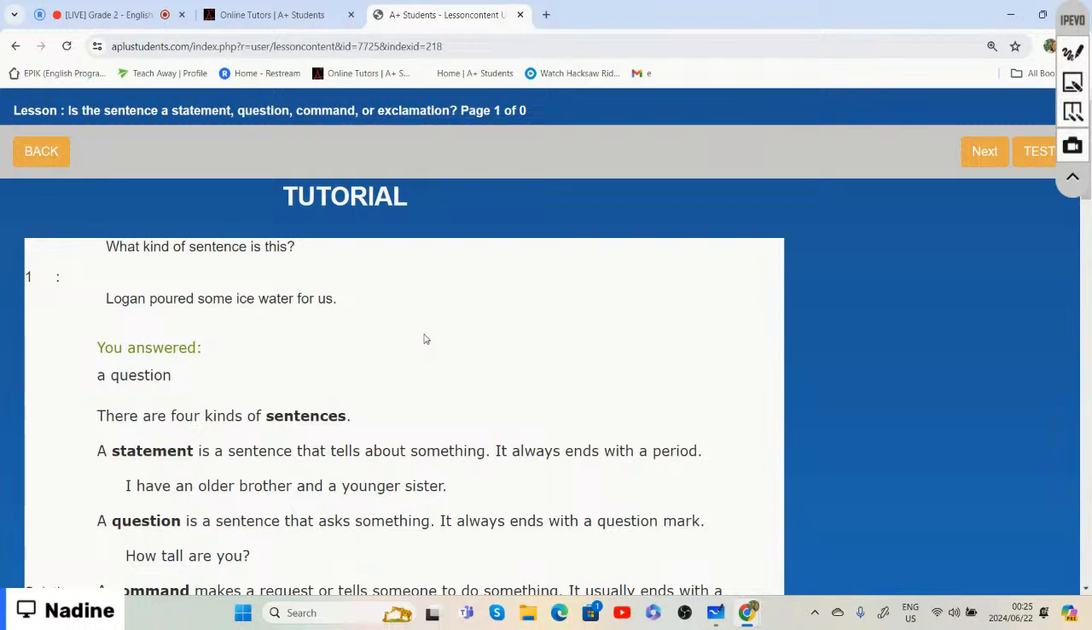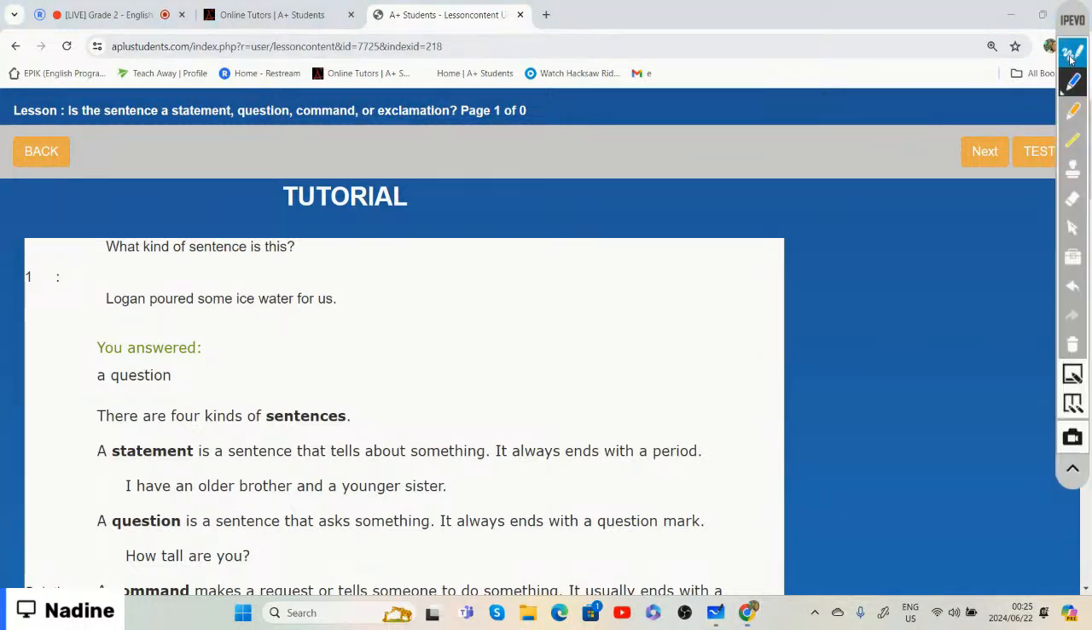And if we look at the first sentence, it says Logan poured some ice water for us. And then we can say that is a statement, right? Because it's basically just telling us. So it is a statement, not with a question mark.